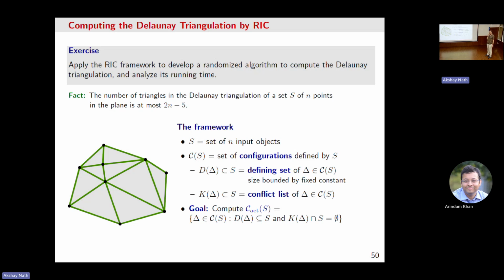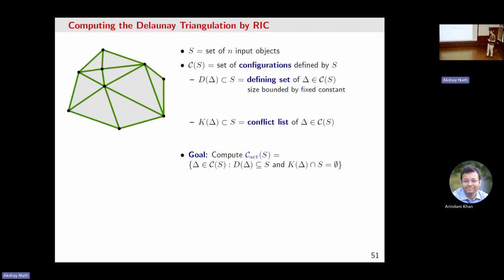This was the framework, right? We have input objects, and then we have to define configurations that need a defining set and a conflict list, and the goal is to eventually compute all configurations where the conflict list is empty. We will do that incrementally. So the input objects are obviously the points.